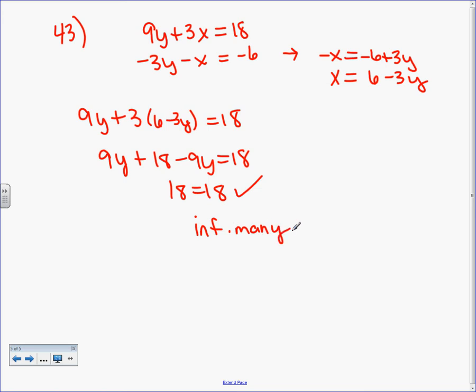There's no more letters anymore. Then it's either infinitely many or no solution. If it's true, it's infinitely many. If it's false, it's no solution. Okay, so if they're different, like if we had 2 equals 18, that's not true. That'd be no solution. Does that make sense? Okay. Anybody confused? Excellent. All right, 23.